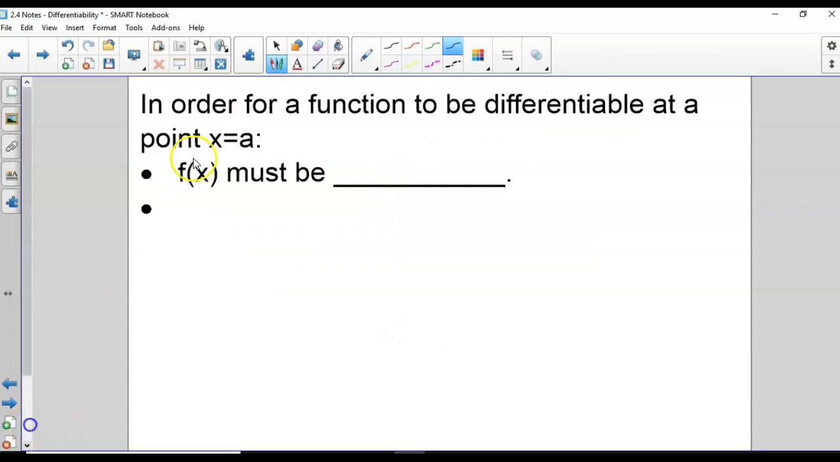Okay, let me get it. For a function to be differentiable at a point, x equals a, f of x must be continuous.